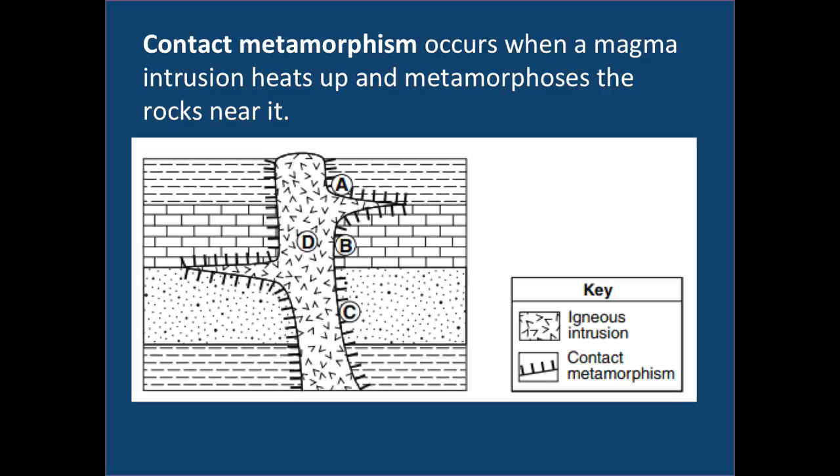When you have an intrusion, it causes contact metamorphism on the edges. That is because a magma intrusion heats up and metamorphoses all the rocks around it and near it. Its symbol is these little lines right here, and you can see the contact metamorphism all along the edges of this intrusion. That's because it was magma when it came in, it was extremely hot, and it burned the edges and changed these rocks, just these rocks right here on the edges, to metamorphic rock. That's why it's called contact metamorphism.